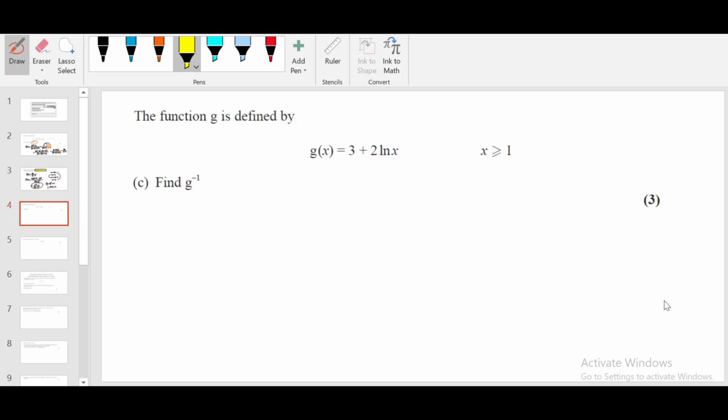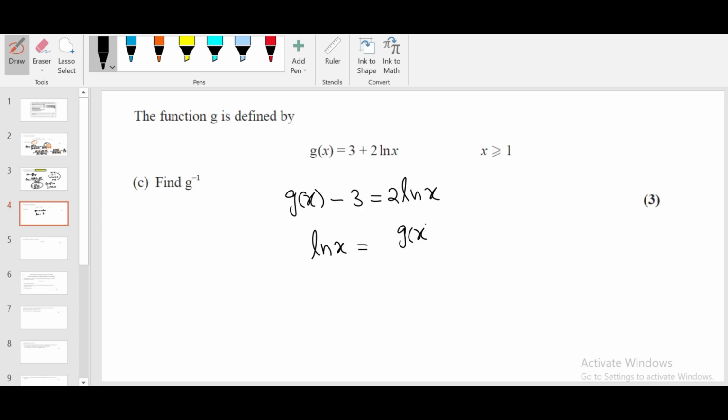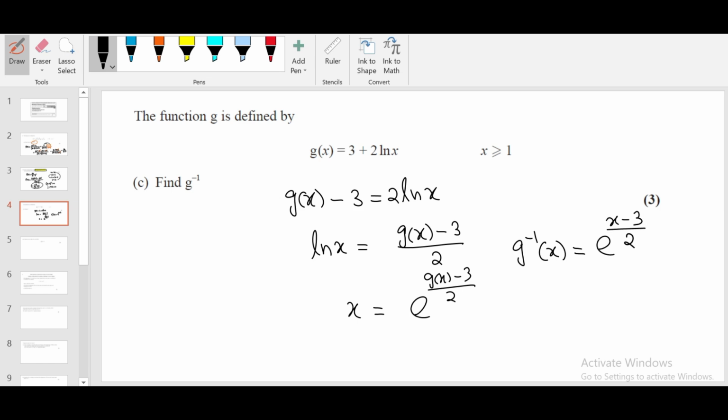Let's move on to part C of the question. We have g of x, we need to find g inverse of x. Just make x as a subject. G of x minus 3 is equal to 2 ln x. Divide by 2. So you'll get ln x is equal to g of x minus 3 divided by 2. Remove ln, so x is equal to e to the power g of x minus 3 divided by 2. So from here, replace x by g inverse, replace g of x by x minus 3 divided by 2.